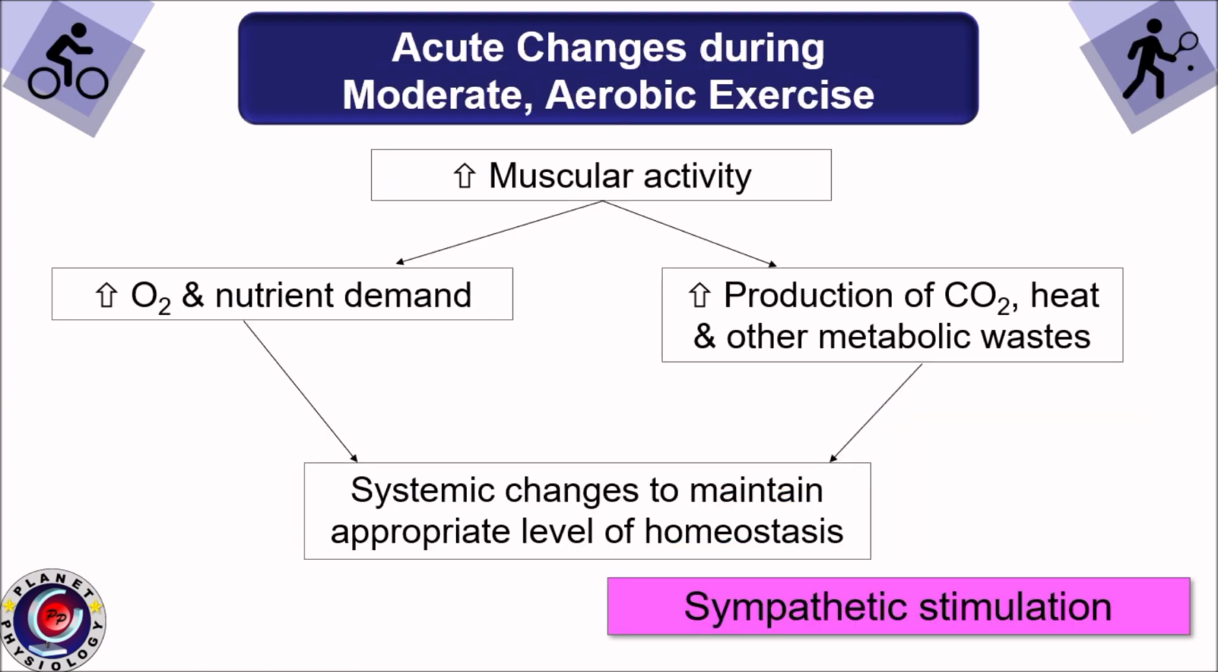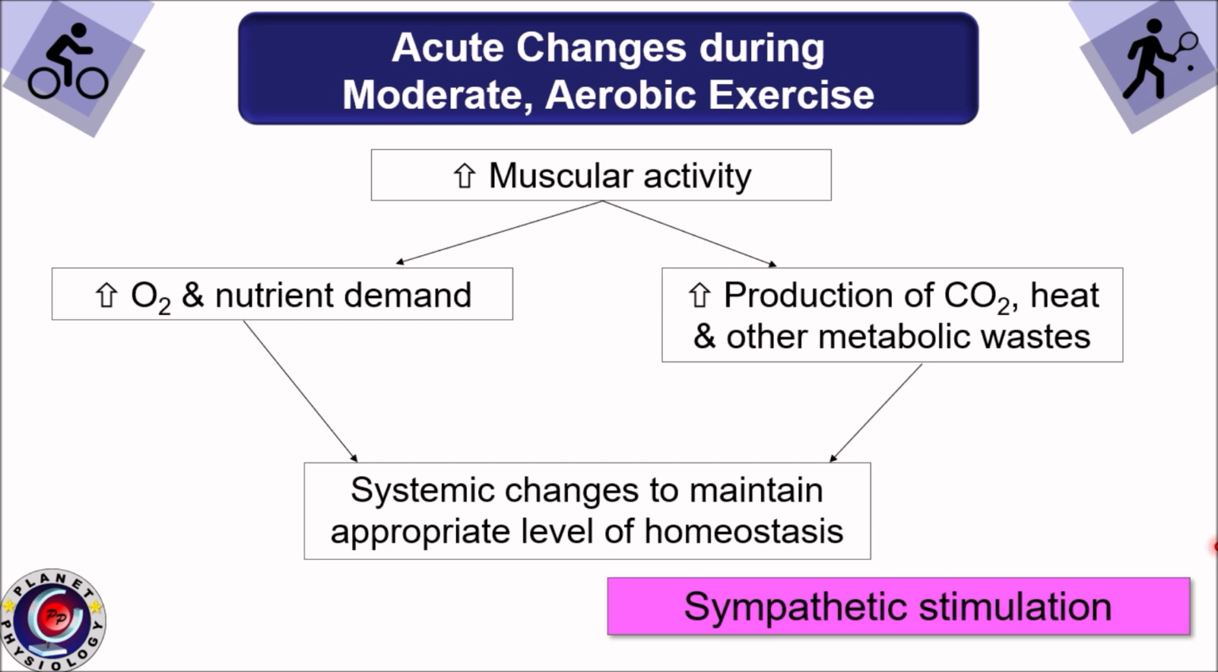During any aerobic exercise, as we have seen earlier, there is increase in muscular activity of many muscles in the body. As a result, there is increase in oxygen as well as nutrient demand. Also, there is increased production of carbon dioxide, heat and other metabolic waste products. Both these factors bring about systemic changes in such a way that appropriate level of homeostasis will be maintained. That means muscles are made available with increased oxygen as well as nutrient, and at the same time they are getting rid of all the metabolic waste products. All these changes are mainly achieved by sympathetic stimulation.